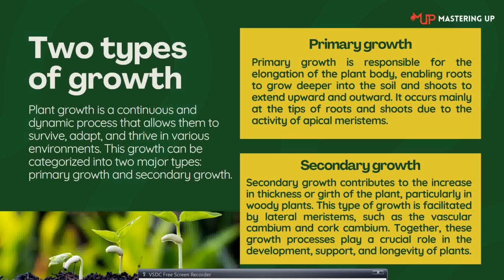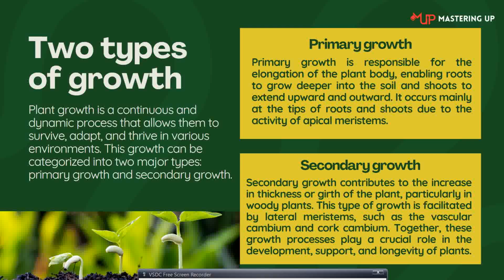Now coming to secondary growth. Secondary growth contributes to the increase in thickness or girth of the plant, particularly in woody plants. This type of growth is facilitated by lateral meristems such as vascular cambium and cork cambium. Together these growth processes play a crucial role in the development, support and longevity of plants. So primary growth is mainly for elongation and secondary growth is for the thickness or girth of the plant. The meristems involved in secondary growth are lateral meristems such as vascular cambium and cork cambium, which we also discussed in previous classes.